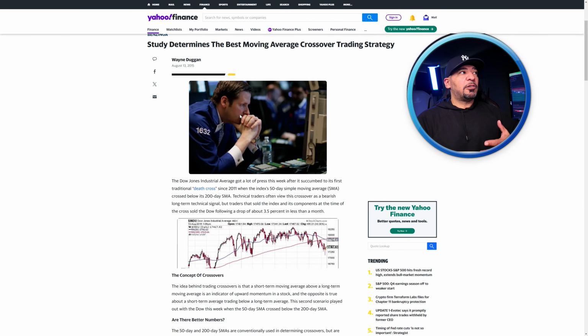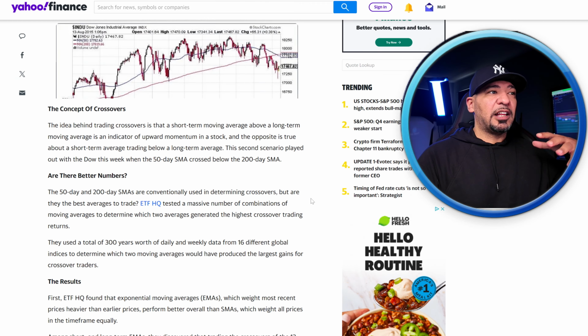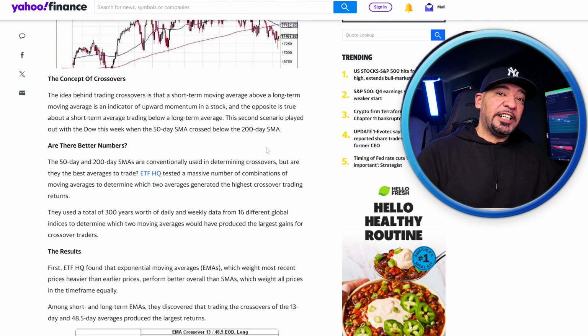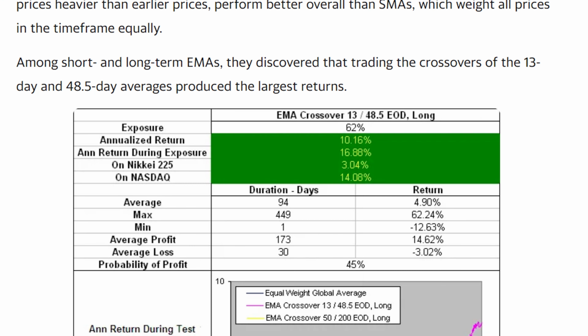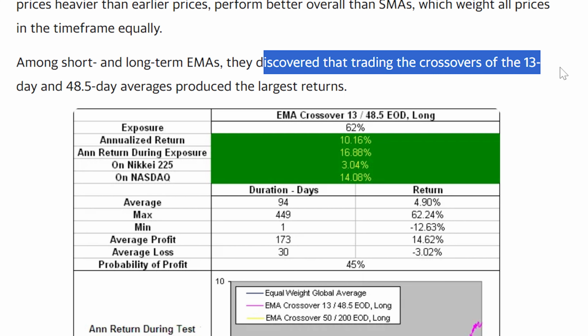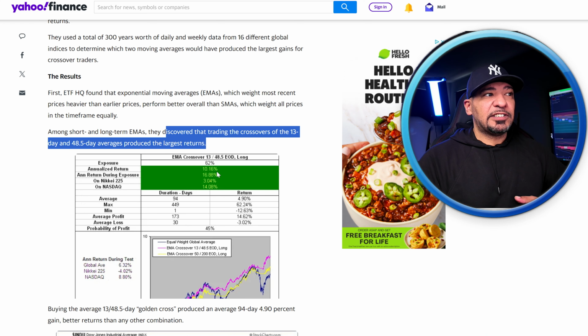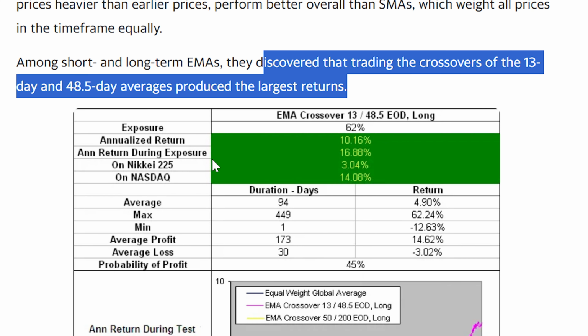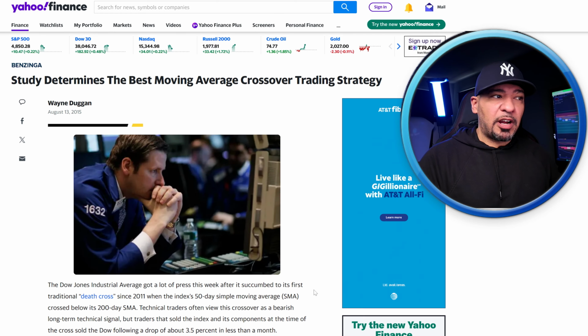There is an article here, study determines the best moving average. I know a lot of you guys like to use the 200 or 50 day or the 9 and the 20, but what we found here is that among short and long-term EMAs, it is discovered that trading the 13 and 48 averages produce the largest return. Annualized return at 10.16%, annual return during exposure 16.88% on the Nikkei and on Nasdaq. We could see that this is a highly profitable trading setup.